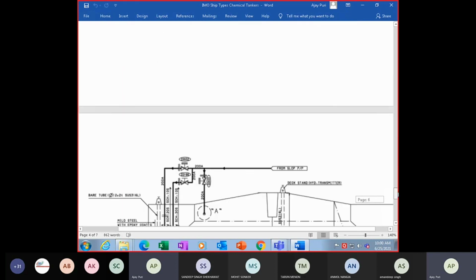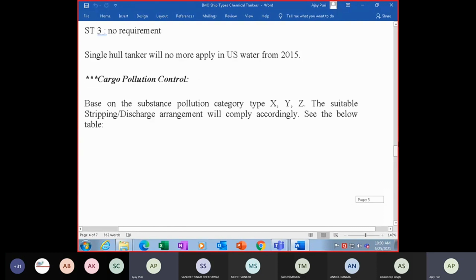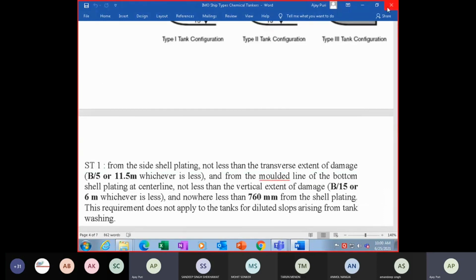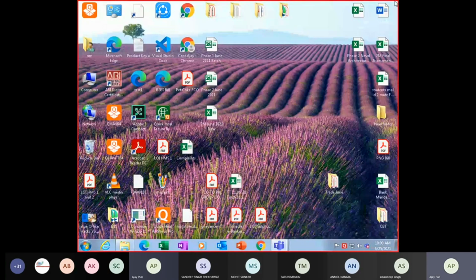केमिकल टैंकर में इसलिए ज़्यादा टाइम लिया क्योंकि केमिकल टैंकर के क्वेश्चंस बहुत आते हैं. ठीक है, so we'll take a break now. Next class, next week, then we'll be starting with the other vessels. That is tankers we'll start with. Okay, then we'll have a break now.